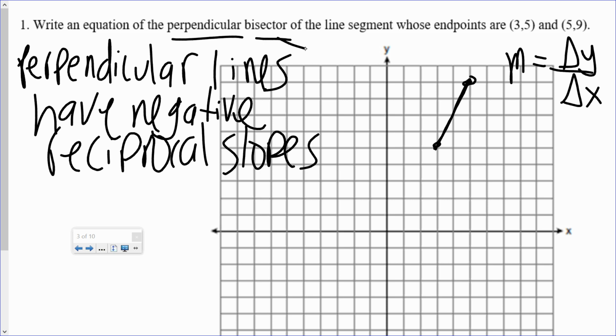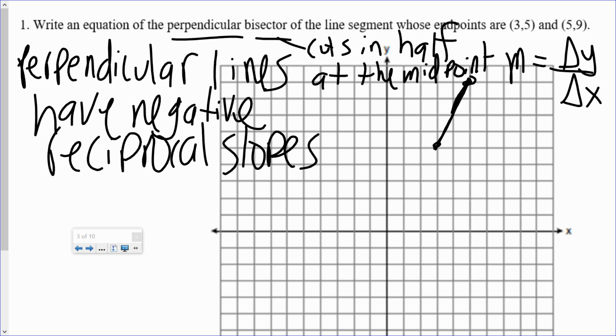Bisector. Bisector cuts in half at the midpoint. So if my line is going to cut this line in half, then I need to find the midpoint of this line, because I know that my perpendicular bisector must go through the midpoint. So I'm going to have to find the midpoint using the midpoint formula. X1 plus X2 over 2, Y1 plus Y2 over 2.